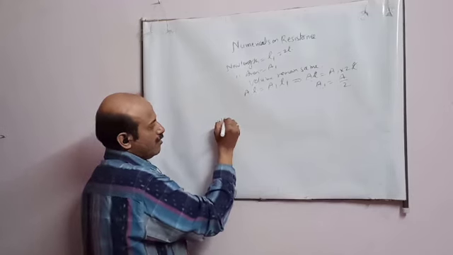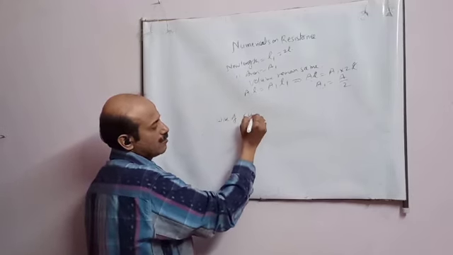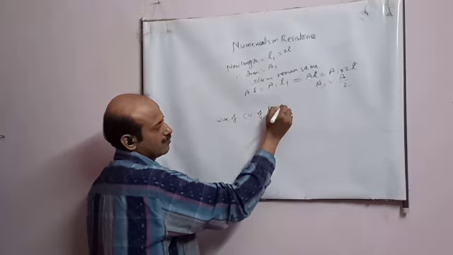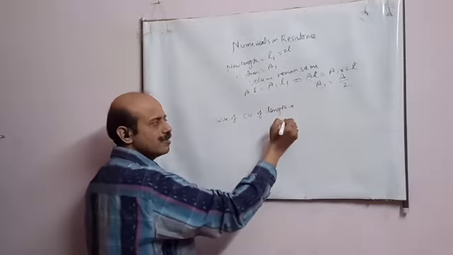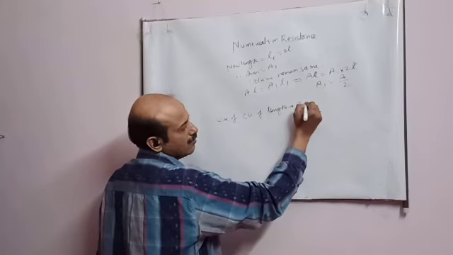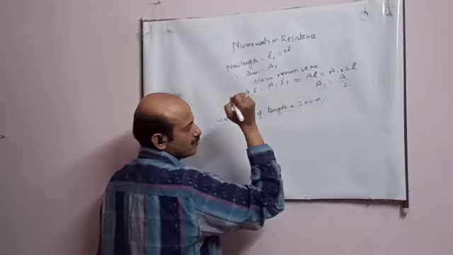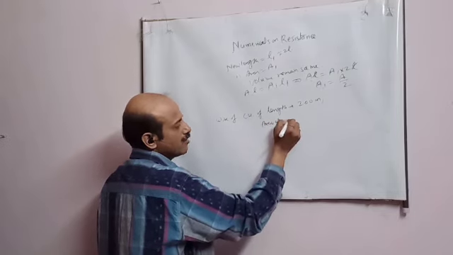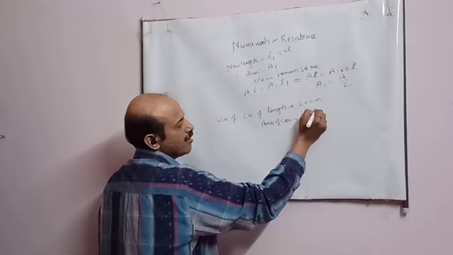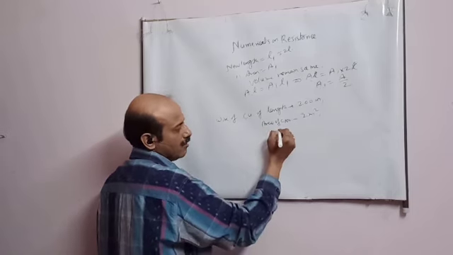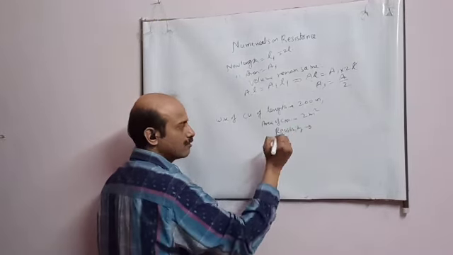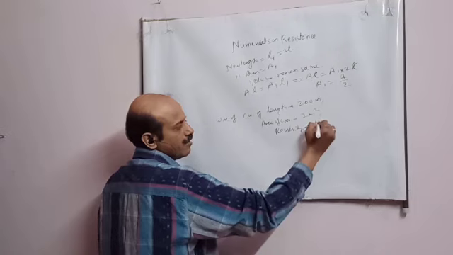Suppose we have a wire of copper of length 200 meter, area of cross section 2 square meter, and the resistivity, simply I am writing, copper rho C.